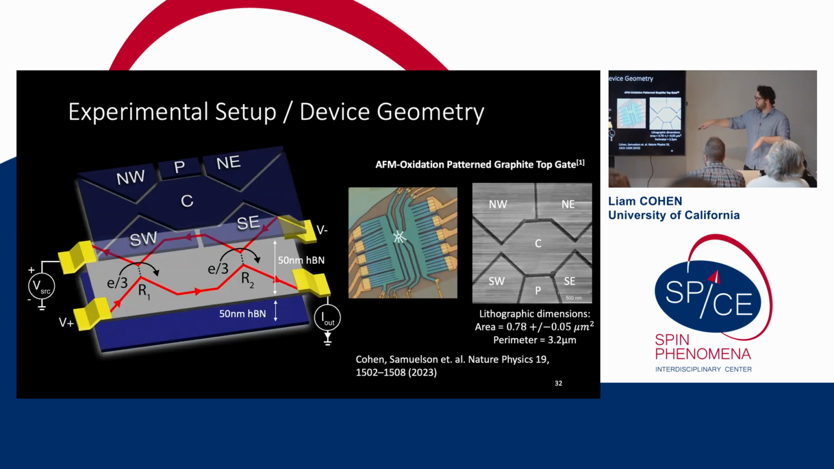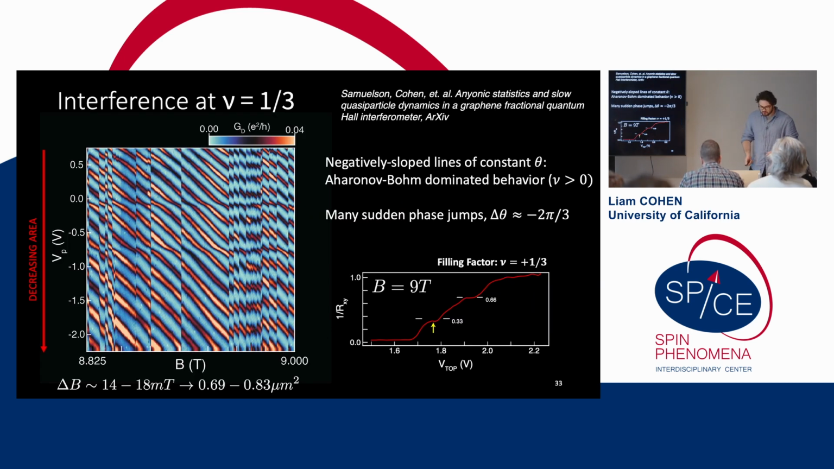We basically do our AFM cutting to define two quantum point contacts, and we have a center gate as well as a plunger gate to change the area of the interferometer. So this is what we see when we tune to partial transmission and look at interference in the nu equals 1/3 state. Basically, we see these generally negatively sloped lines.